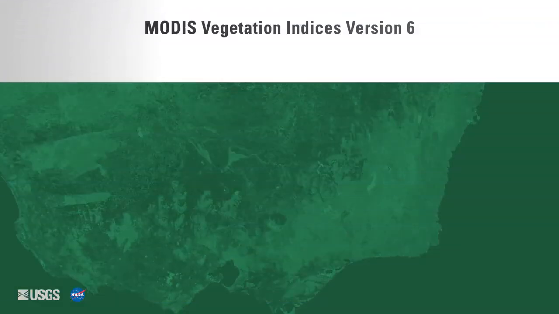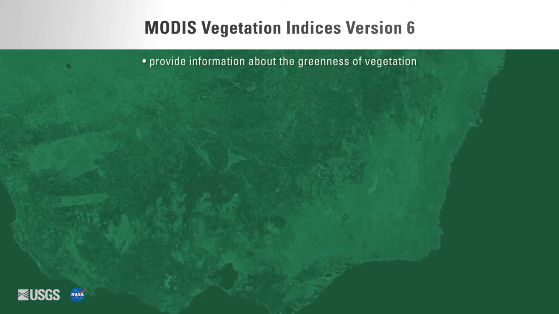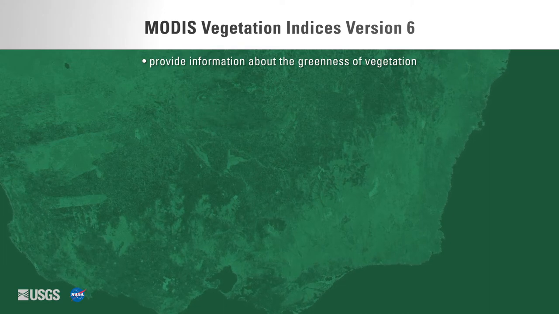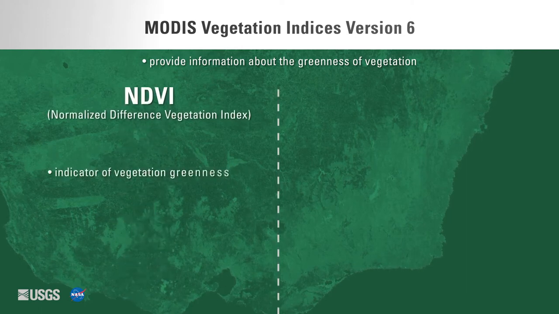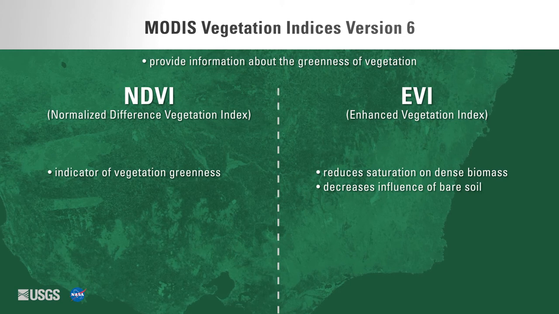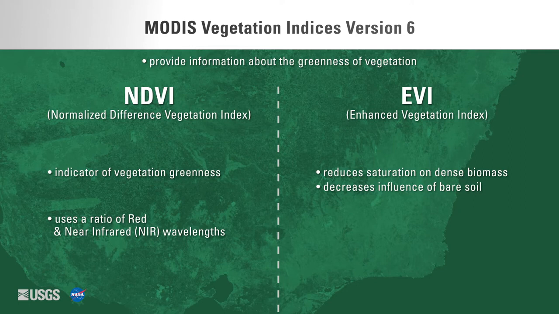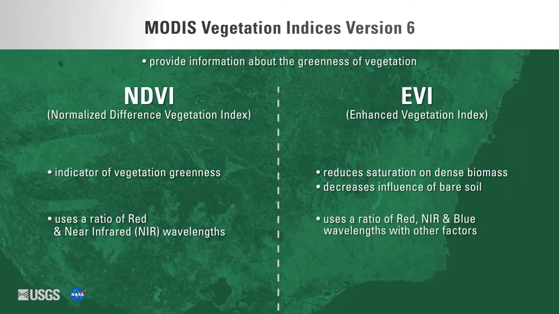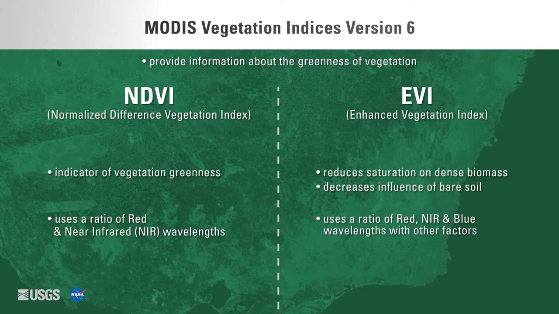The MODIS Vegetation Indices version 6 products provide consistent information about the greenness of vegetation on the Earth's land surface. This data product family provides two types of vegetation indices: the Normalized Difference Vegetation Index, NDVI, and the Enhanced Vegetation Index, EVI. NDVI is calculated using a ratio of the red and near-infrared, or NIR, wavelengths, whereas EVI is calculated using a ratio of the red, near-infrared, and blue wavelengths along with other factors.